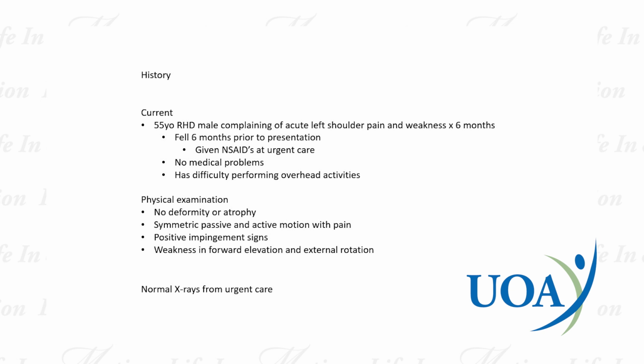And now he's 55 years old, still a right-hand dominant male. And he has a complaint of acute left shoulder pain and weakness for 6 months. So 6 months before he came to see me, he had a trauma. He fell onto his arm, had significant pain and weakness at that time, went to an urgent care. They got x-rays that were supposedly negative, and they gave him a prescription for anti-inflammatories.